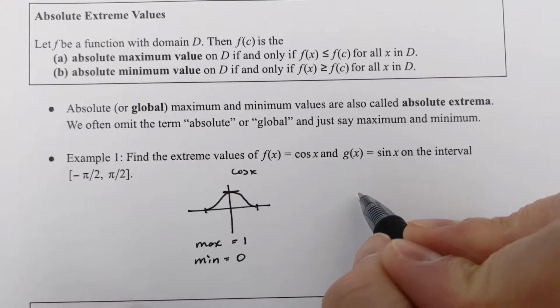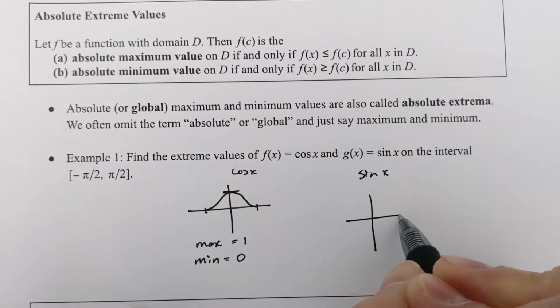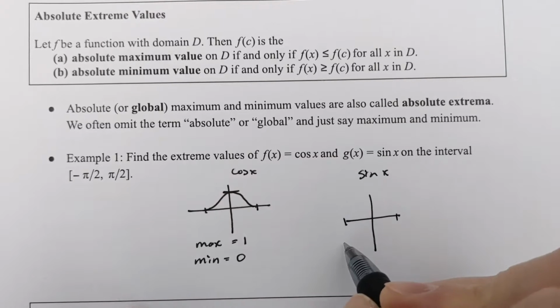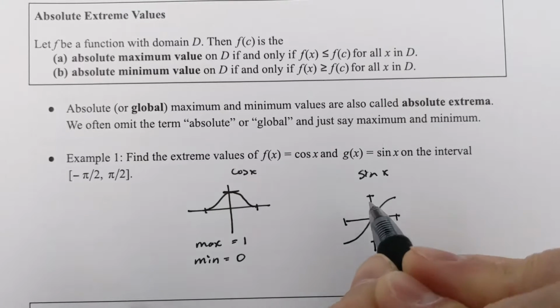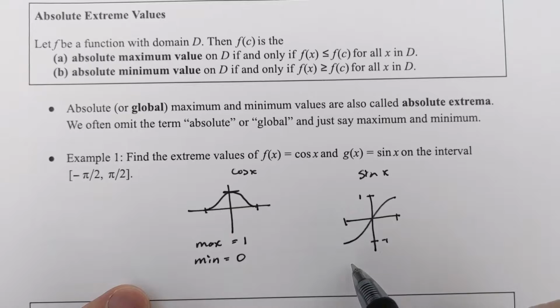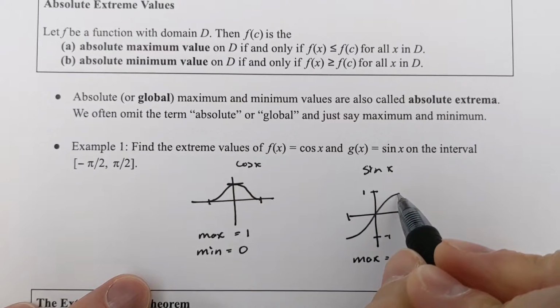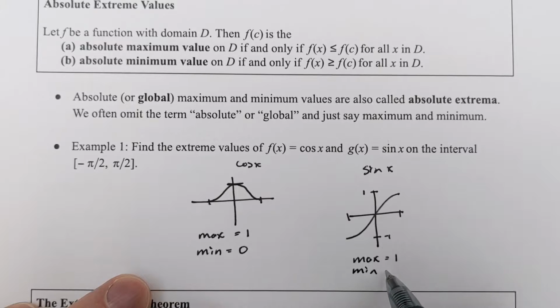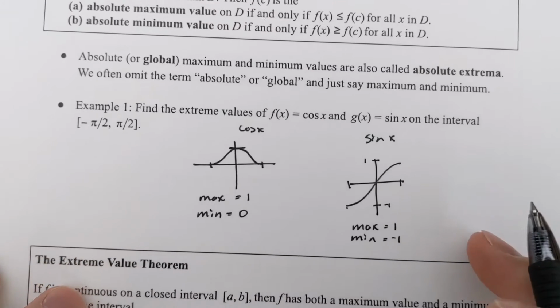For sine, between negative pi over 2 and positive pi over 2, the graph looks something like this, where that's 1 and that's negative 1. So for this one, the maximum is equal to 1, the largest it gets. The minimum is equal to negative 1, the smallest that it gets. So you can do this just by looking at the graph if you have a closed interval.